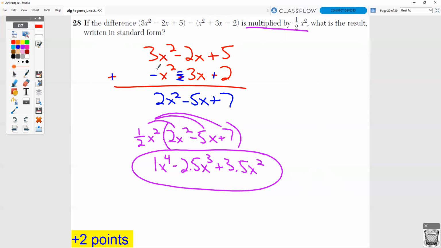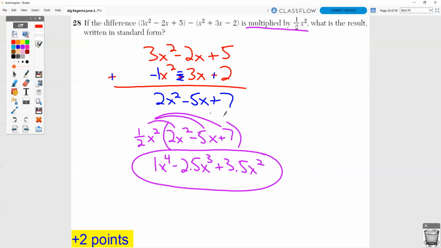3x squared plus negative 1x squared is 2x squared. Negative 2x plus negative 3x is negative 5x. 5 plus 2 is 7. Now, that's what we get when we subtract the two things. But then it says here in the purple, then it's multiplied by 1/2 x squared. So we have to take this answer and multiply it all by 1/2 x squared.